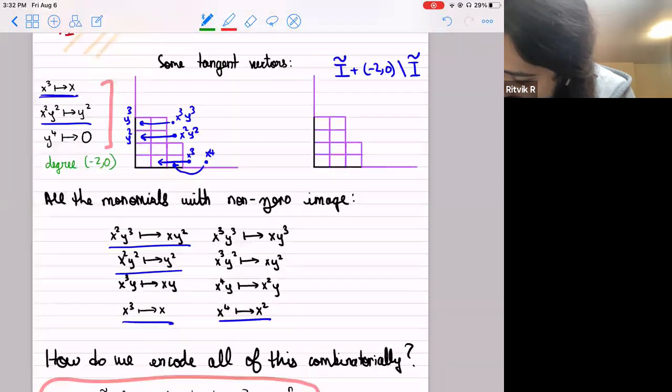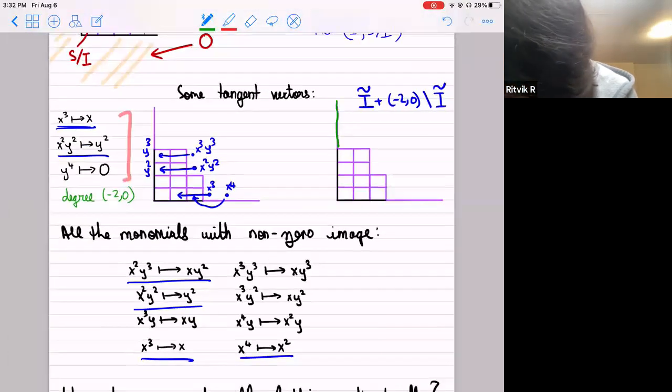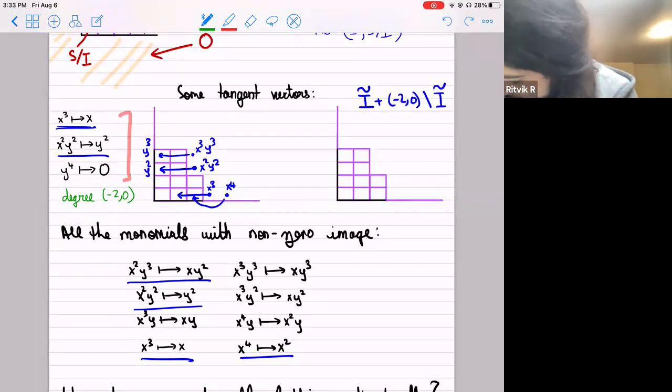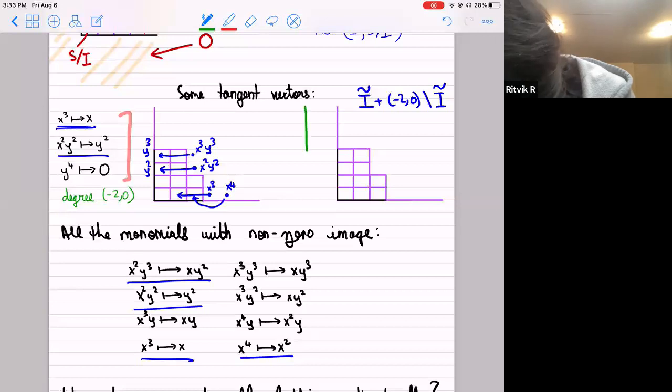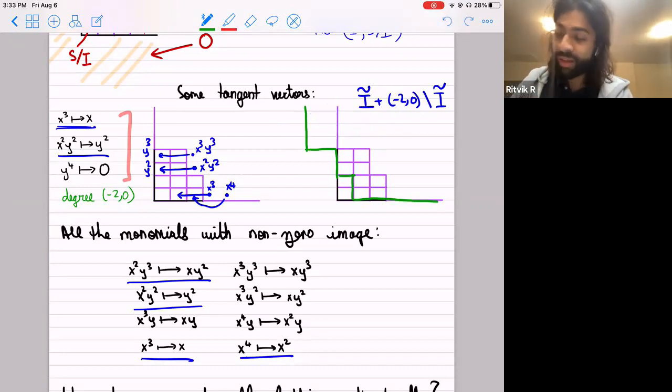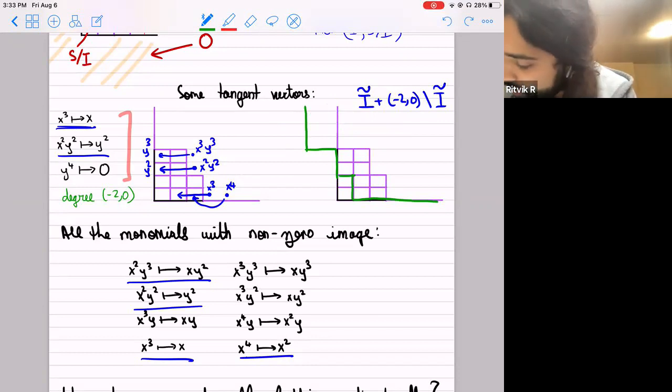Okay, so this pink line here is I tilde, and I'm going to shift I tilde by minus two, zero, minus two to the left, sorry. So it's here, down here, it looks like that. So everything over there is I tilde shifted by minus two, zero. But then I want to take the complement of I tilde. That gives me these things.